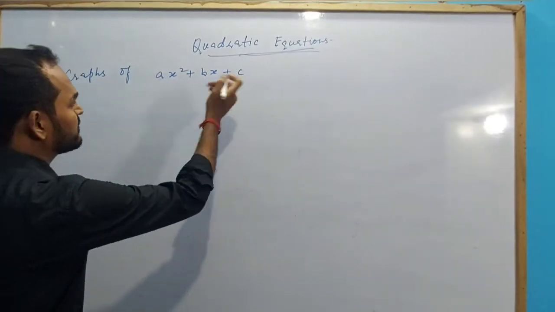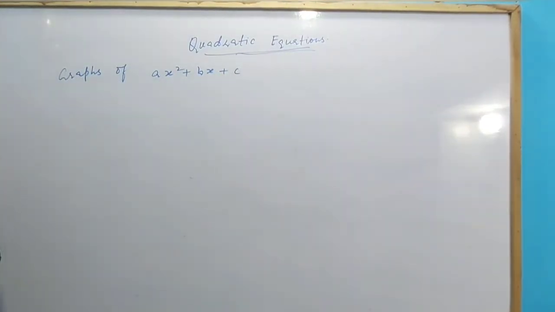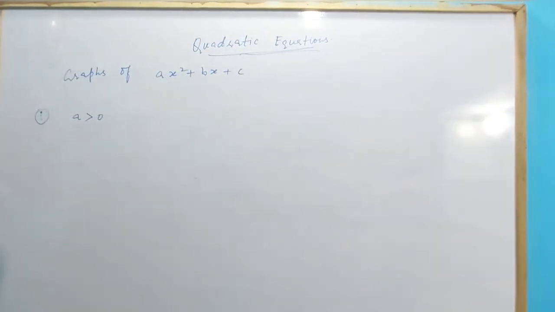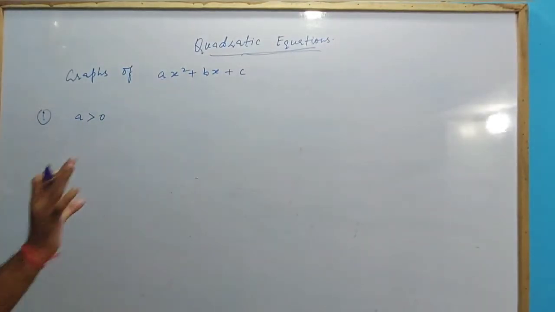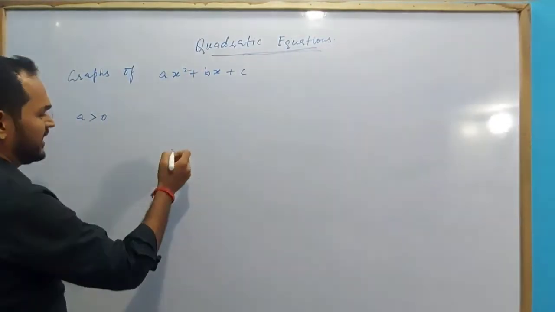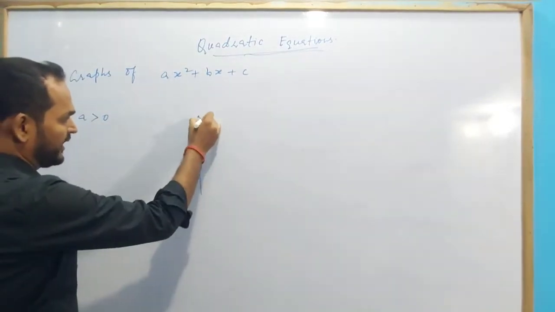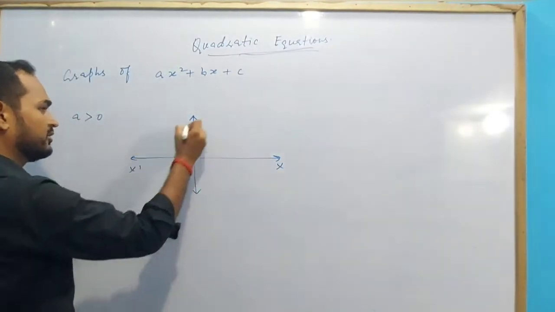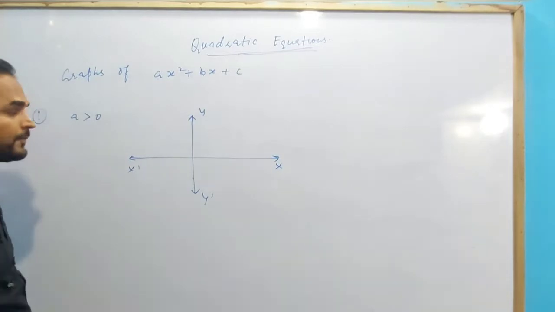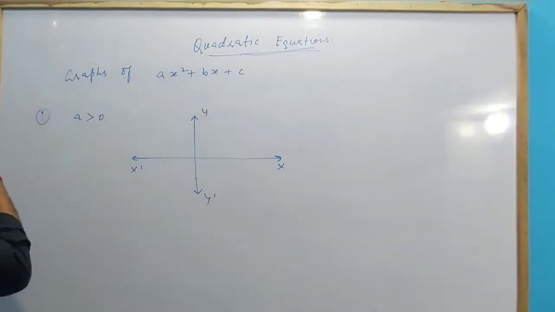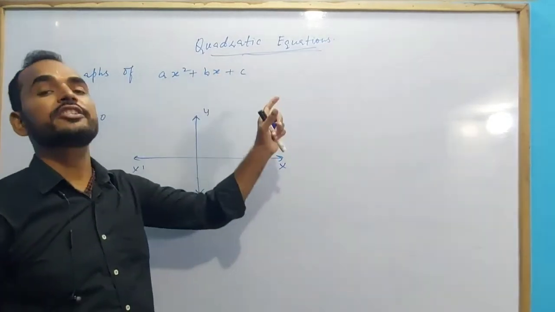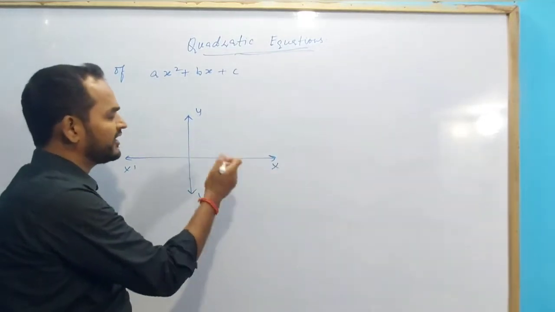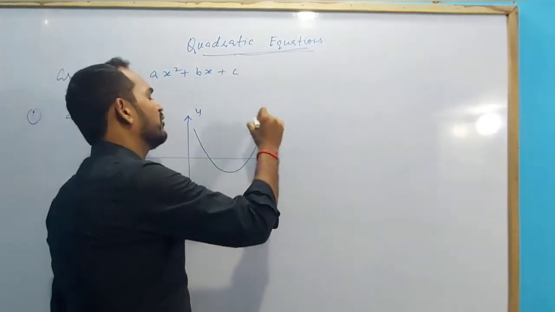So ax square plus bx plus c. Let's see what will be the nature of the graph when a is greater than 0. With a greater than 0 there are some cases. Suppose it is a plane, the x axis is there, x dash, y dash. Now when a is greater than 0, the graph of ax square plus bx plus c will be upward parabolic. What will it look like?